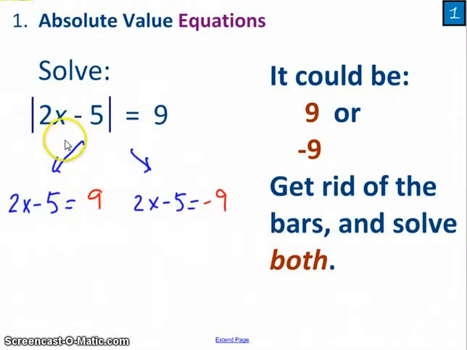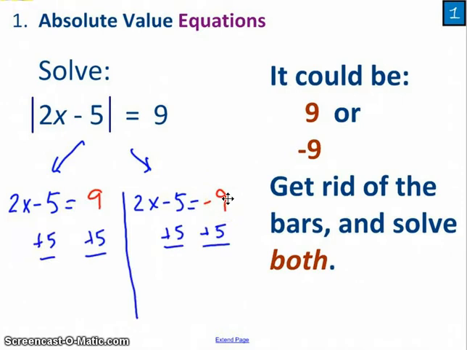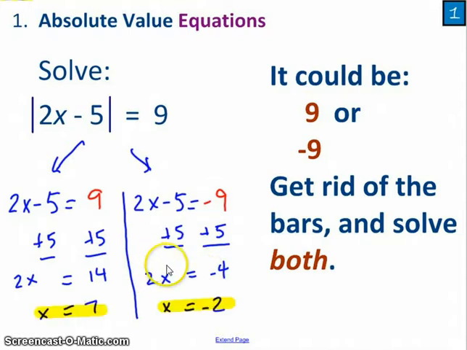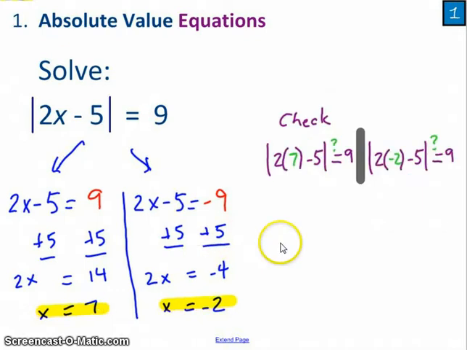So here I have written it out in both cases without the absolute value bars. In one case, positive 9, in the other case, negative 9. And so I go to work solving both. I end up finding that 2x is equal to either 14 or negative 4, which means x is either 7 or negative 2. Like with chapter 1.6, I can do a check, and I recommend that you should.